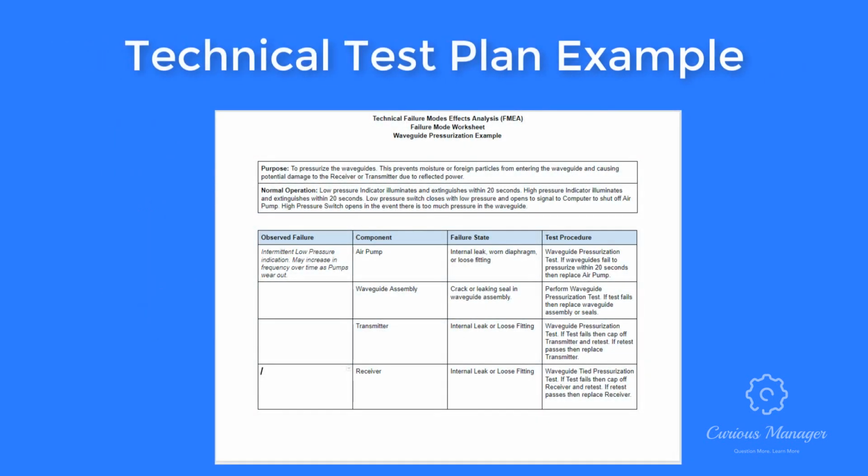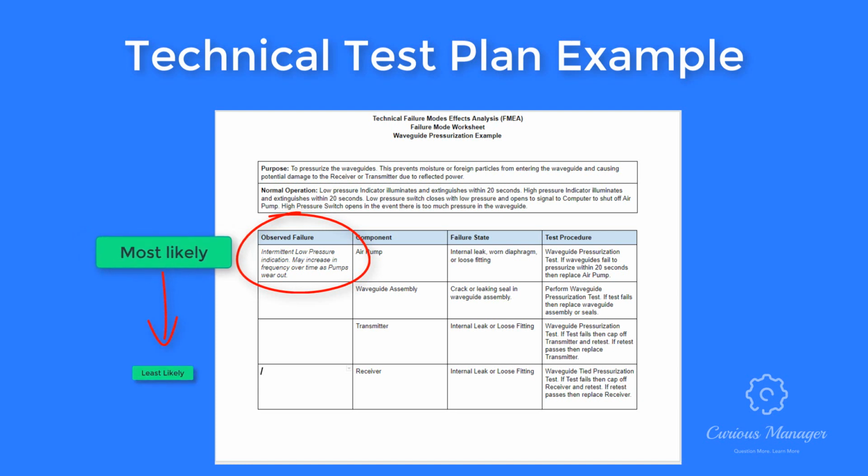In this example, I have created a failure mode worksheet. Essentially, the failure mode worksheet is a technical failure mode effects analysis that has been categorized based upon failure mode. As you can notice here in the far left-hand column, I have sorted all of the observed failures from most likely to least likely.